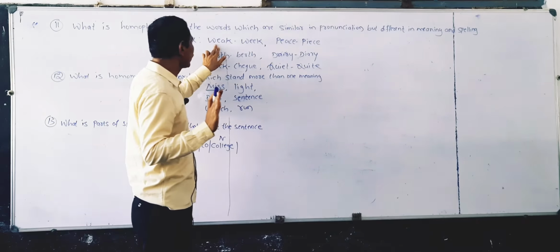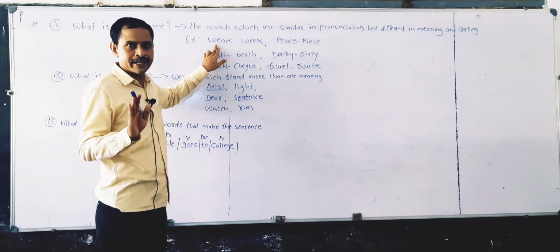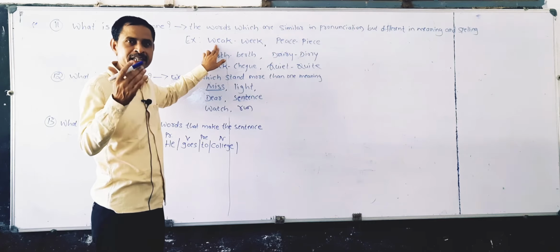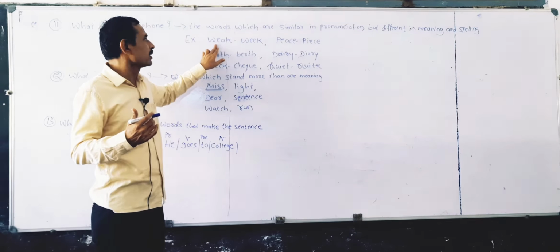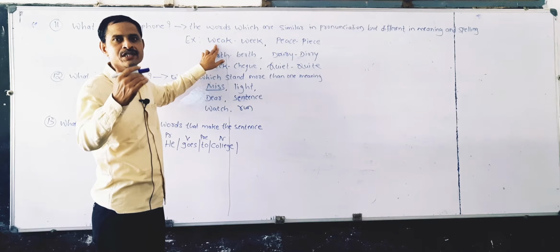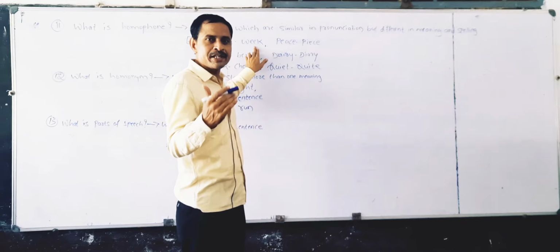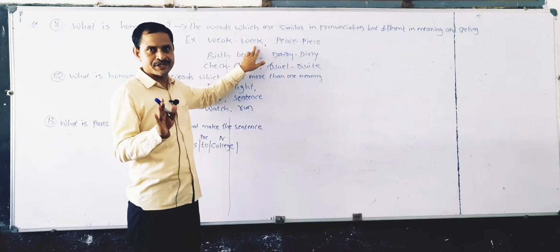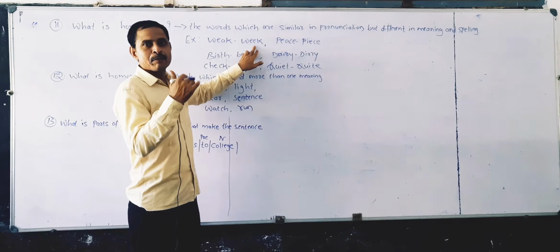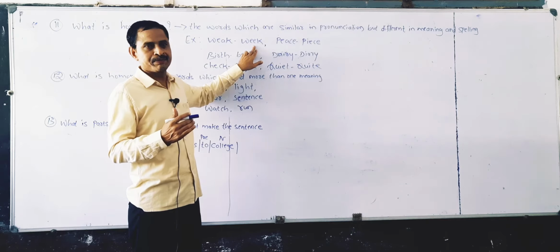The spelling of one word is W-E-A-K. Its meaning is not strong. He is weak means he is not strong. W-E-E-K, week, means a period of 7 days. I am going to Bengaluru this week.